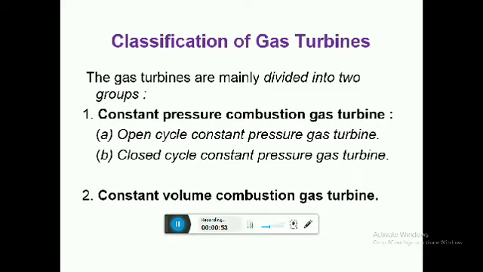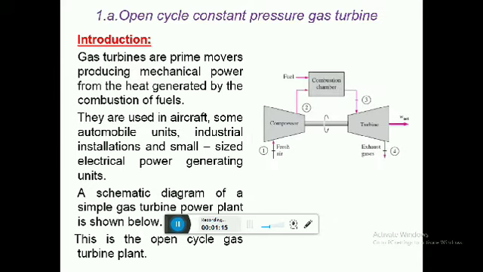So the gas turbine can be classified into two types. One is constant pressure combustion gas turbine. In that we have an open cycle constant pressure gas turbine and a closed cycle constant pressure gas turbine. Next is constant volume combustion gas turbine. In an open cycle gas turbine, the gas or air will not be reused again and again.